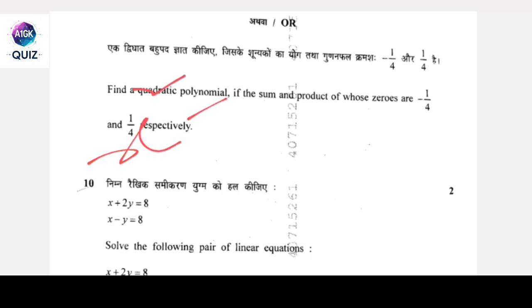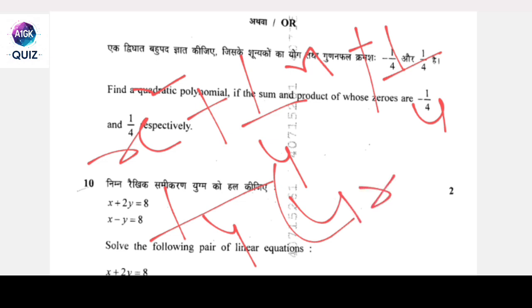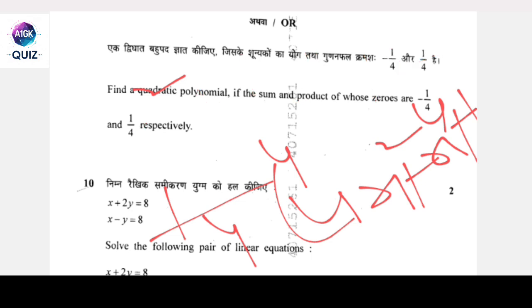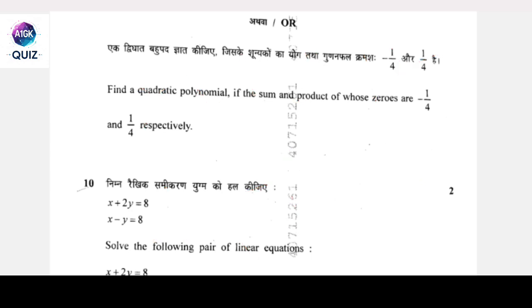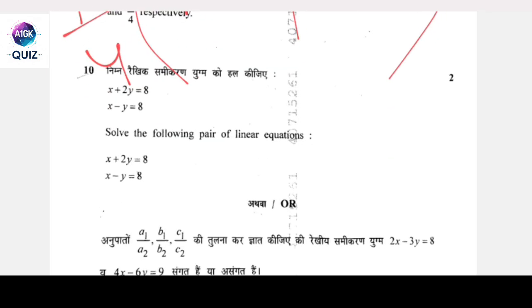x square minus minus 1 by 4 x plus 1 by 4. After that, taking common 1 by 4, we get 4x square plus x plus 1. So our required quadratic polynomial is 1 by 4 bracket 4x square plus x plus 1. Next question.